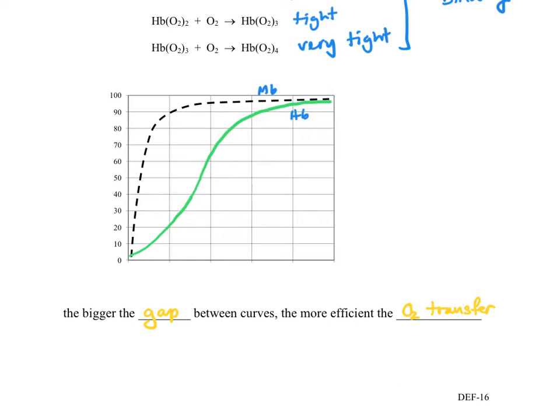When we look at curves, we have to interpret two different things about them. The first is the shape of the curve. And the shape of the curve can either be hyperbolic, let's just call that hyperbola, or it can be sigmoidal. Leave a little room in between so we can make a note there. Hyperbolic means non-cooperative.